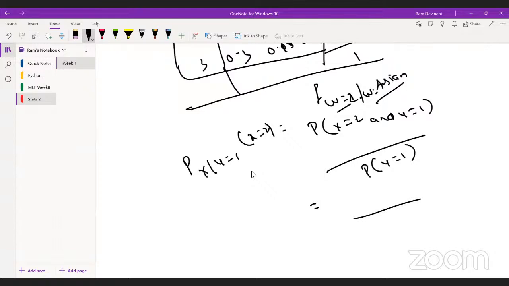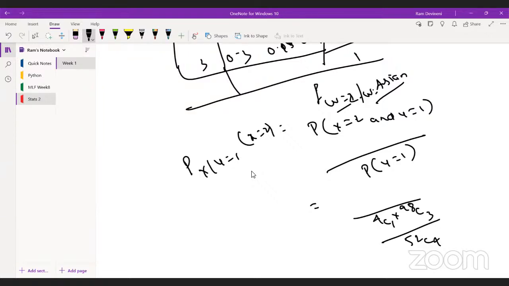Kings, one king is chosen, right? That is 4c1 multiplied by 48c3. I could write 52c4 also, but they'll get cancelled out. I'll explain why. This is the probability for y equals 1, the marginal probability.